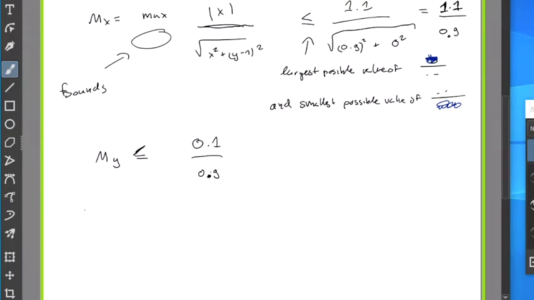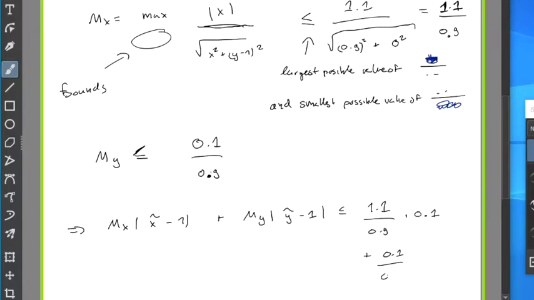Okay, but when we have these bounds, we get a bound for the error. So we get a 1.1 from here, and a 0.1 from here. And notice that x tilde minus 1 is smaller than or equal to 0.1, and y tilde minus 1 is smaller than or equal to 0.1. So the final thing that we end up with, and that fits here, is 12/90ths.